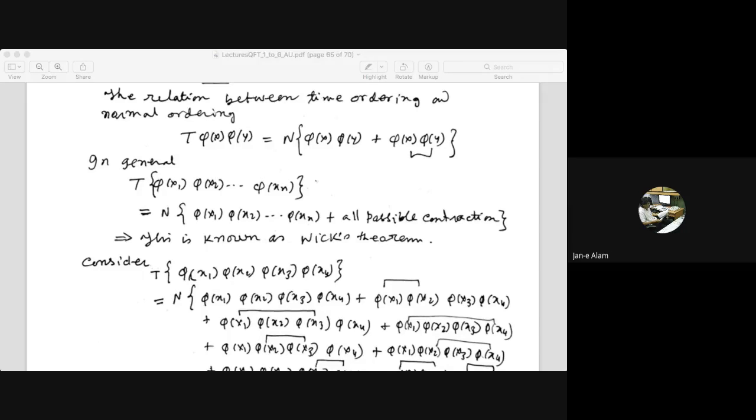And also there are requests to give some problems. I would say that whatever I have discussed so far, please work it out. And then, of course, when we calculate the Feynman diagrams and all, we will give a lot of problems. You can do it.